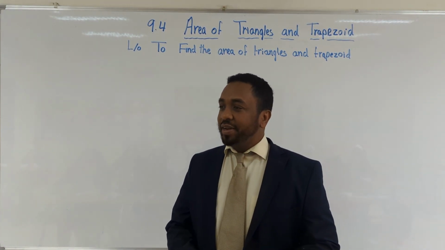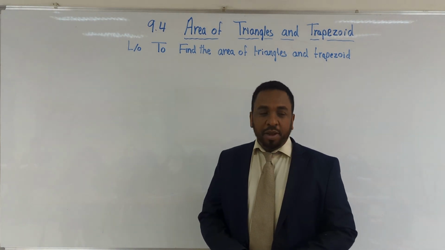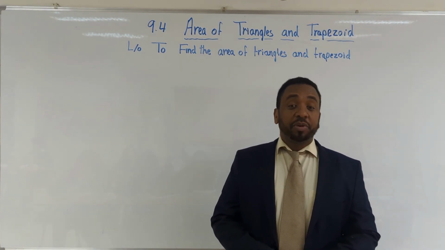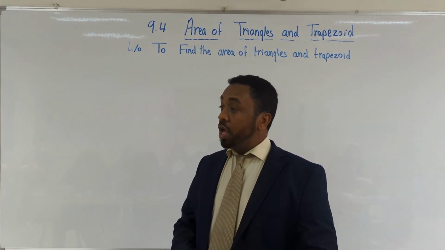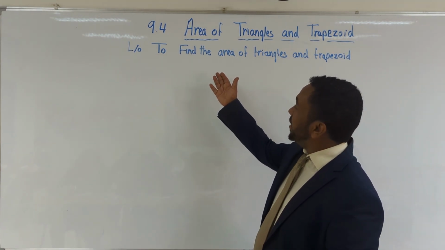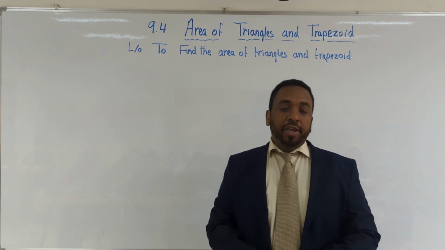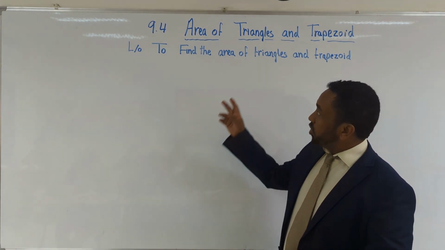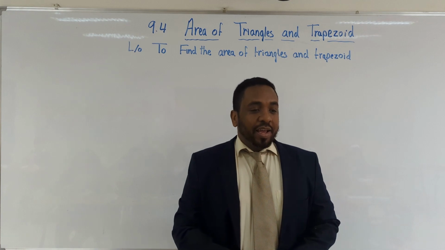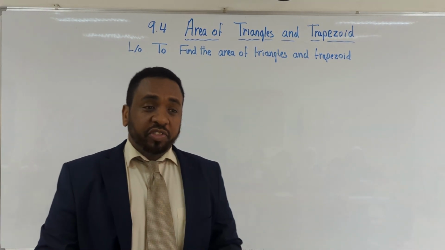Today we are learning lesson 9.4. That means chapter 9, lesson 4. We are learning how to find the area of a triangle and the area of a trapezoid. Those are two different shapes. So let's start with the first one.